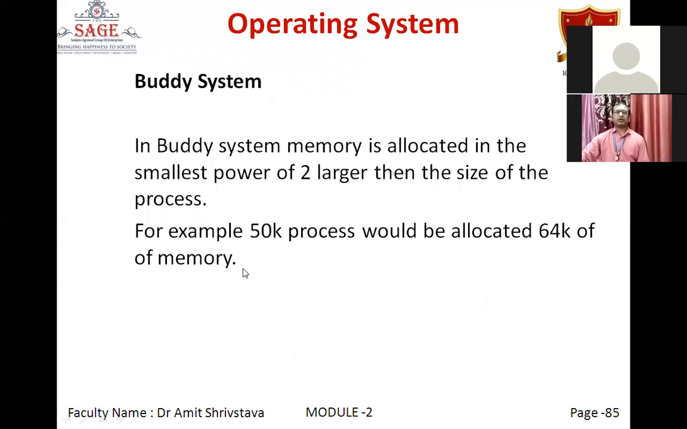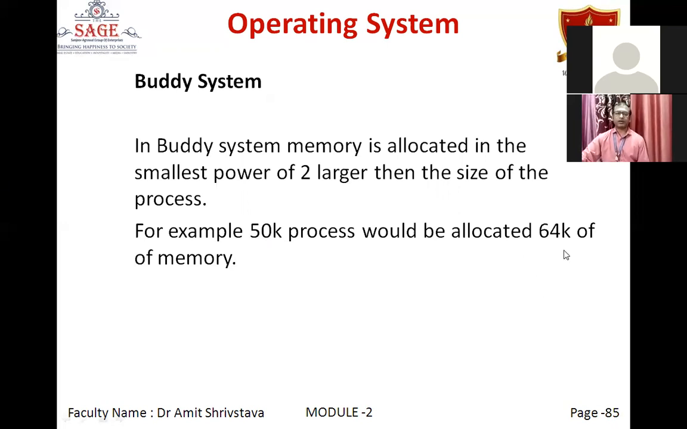All right. So next we will be seeing the buddy system. So in buddy system, we allocate the memory in the power of 2. Okay. So for example, if the size of the process is 50K, and we want to allocate memory, then we will allocate the memory in terms of power of 2.